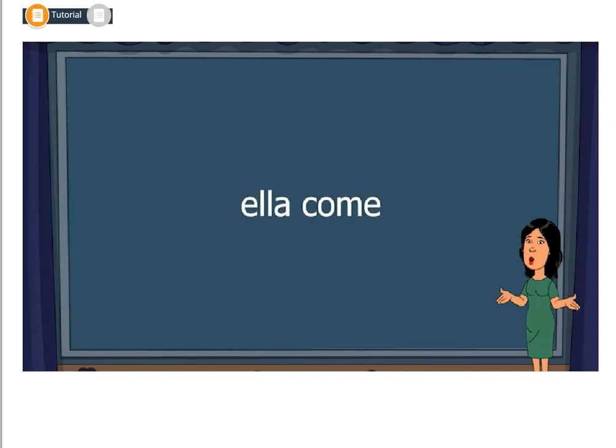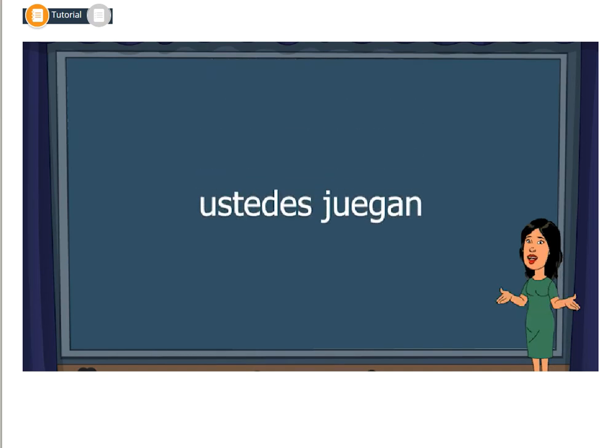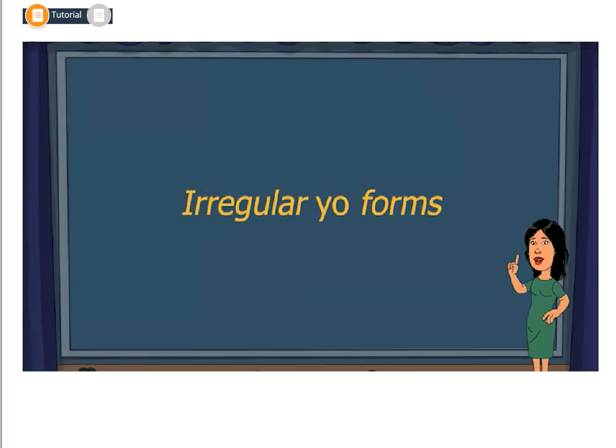I'll give you an AR, ER, or IR verb and a subject pronoun, and you say the correct present tense verb form. Ready? Comer, ella. Ella come. Escribir, nosotros. Nosotros escribimos. Jugar, ustedes. Ustedes juegan. Construir, yo. Yo construyo. Fenomenal. Now, many ER and IR verbs are irregular in the yo form of the present tense.